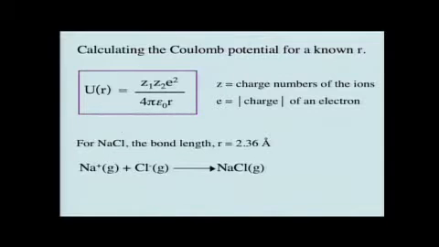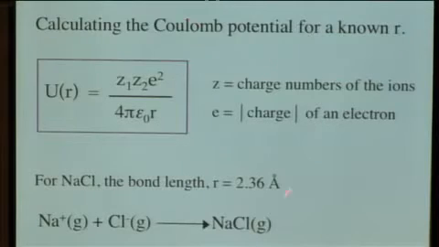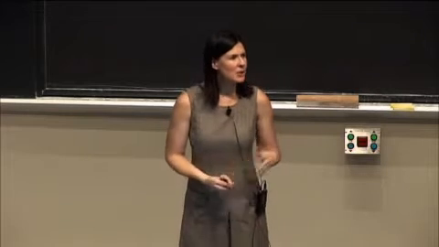So I just gave you the number in terms of what the Coulomb potential would be in attraction, but we can easily calculate it as well using this equation here, where the energy is equal to the charge on each of the ions, multiplied by the value of charge for an electron, divided by 4 pi epsilon naught times r, and r is just the distance in terms of the bond length we could talk about. So let's calculate and make sure that I didn't tell you a false number here.